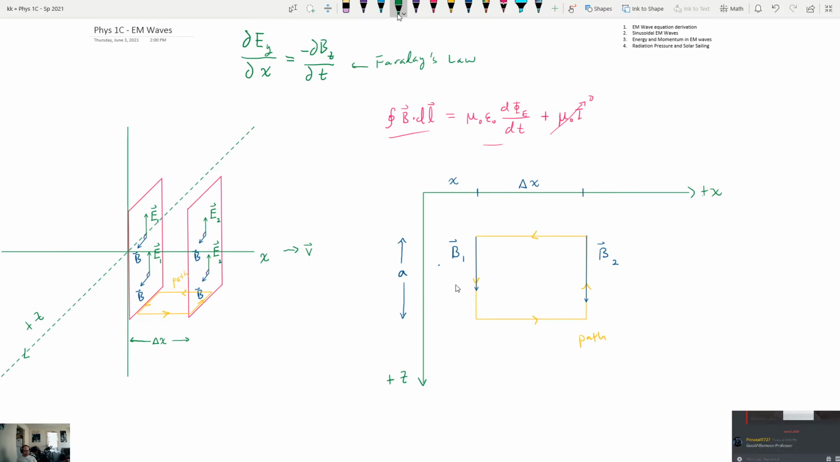Well, maybe I should stop and have you guys tell me instead of me drawing everything, so that you can have a chance to actually think about what's going on. So I've drawn the magnetic fields down in the positive z direction. What direction should I draw the electric field here? Should it go into the page or out of the page? Out. Out of the page, I agree.